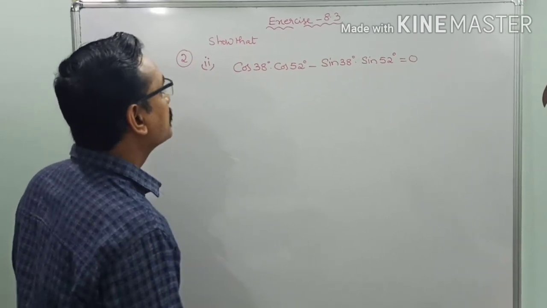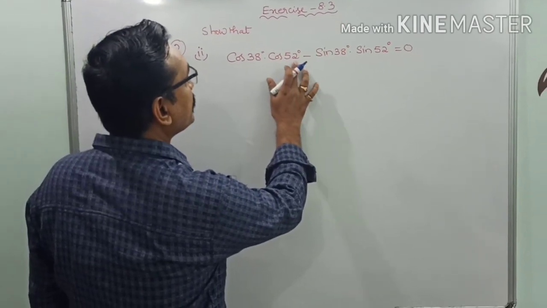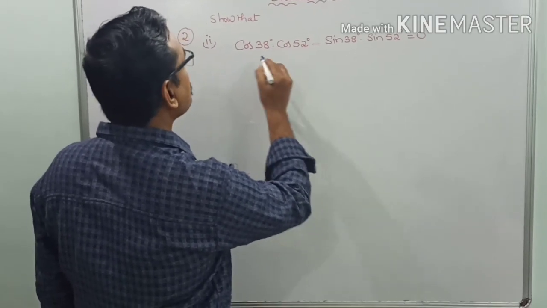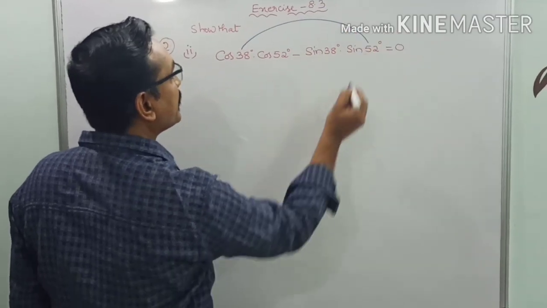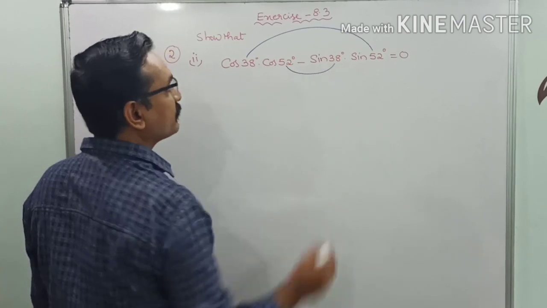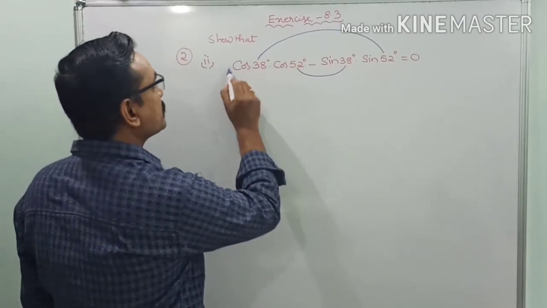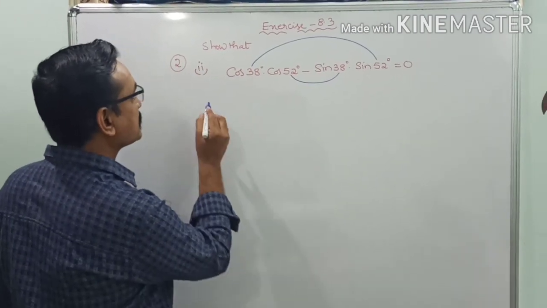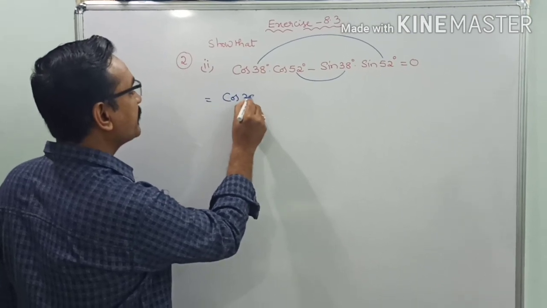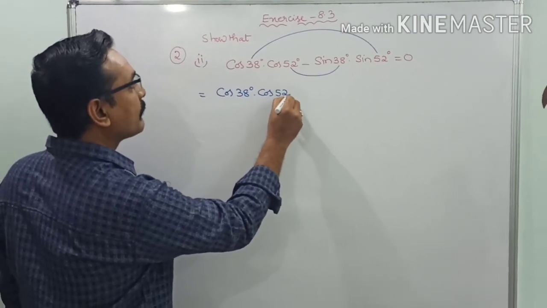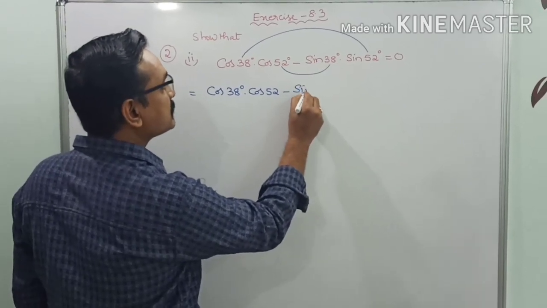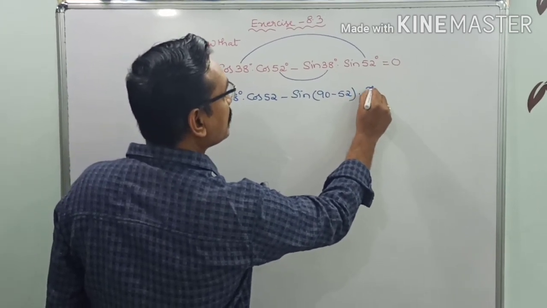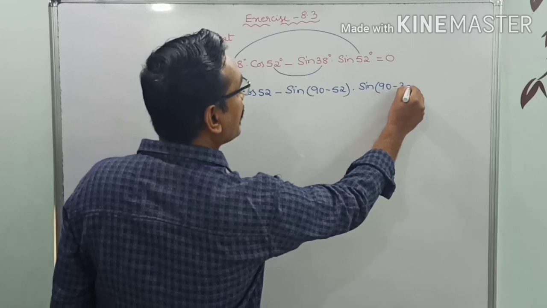Second Roman numeral, second question. Here we have cos 38 into cos 52, sin 38 into sin 52. Sin is the complementary function of cos. If you add these angles, we get 90 degrees. So either the first terms or the second terms, any one we can convert in terms of cos or sin terms. The first term I am not changing anything. In the second term, instead of sin 38, sin of 90 minus 52, into the second term sin of 90 minus 38.